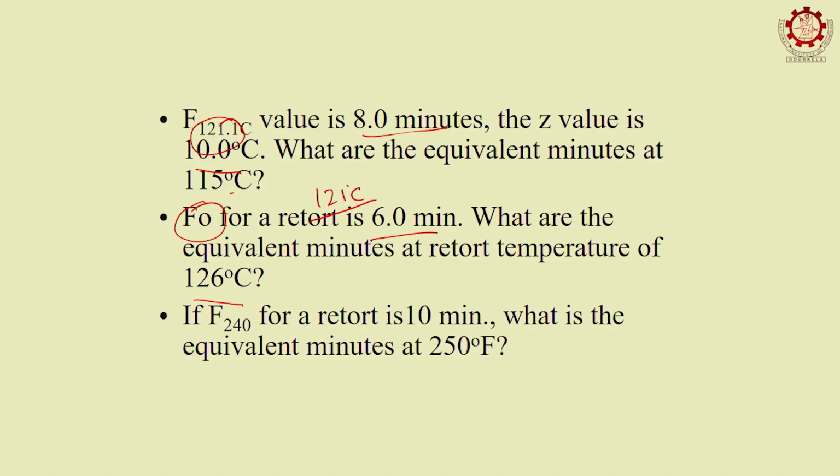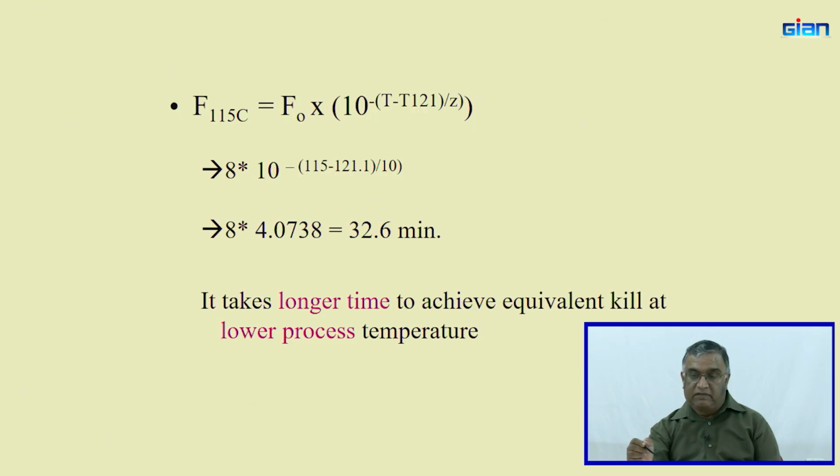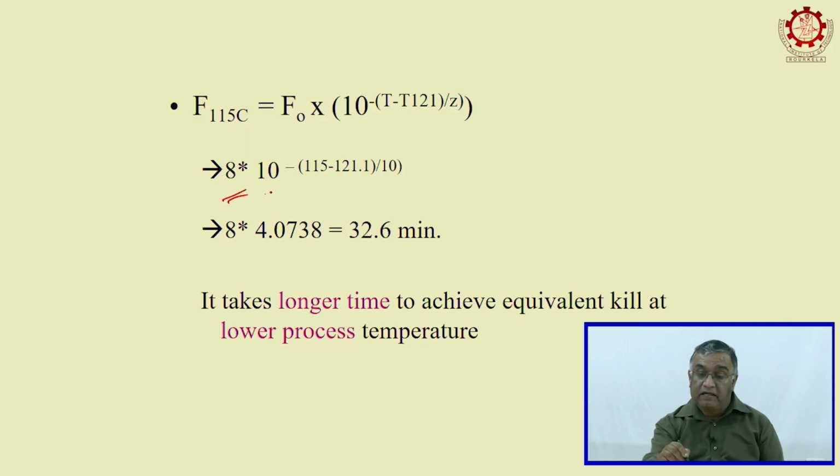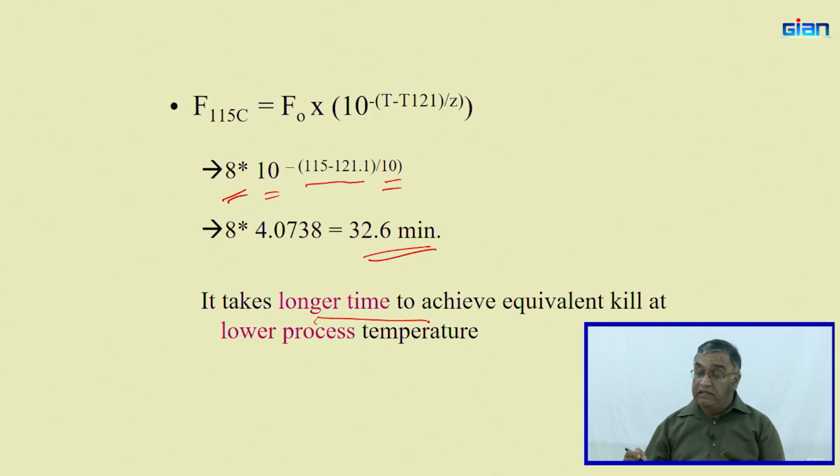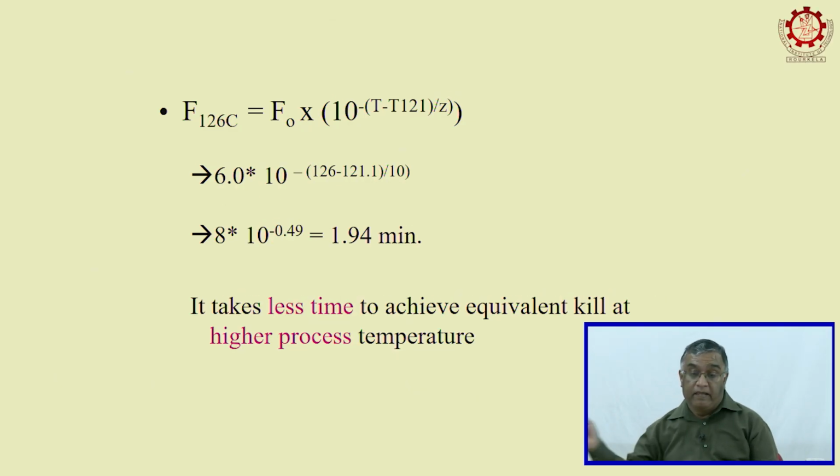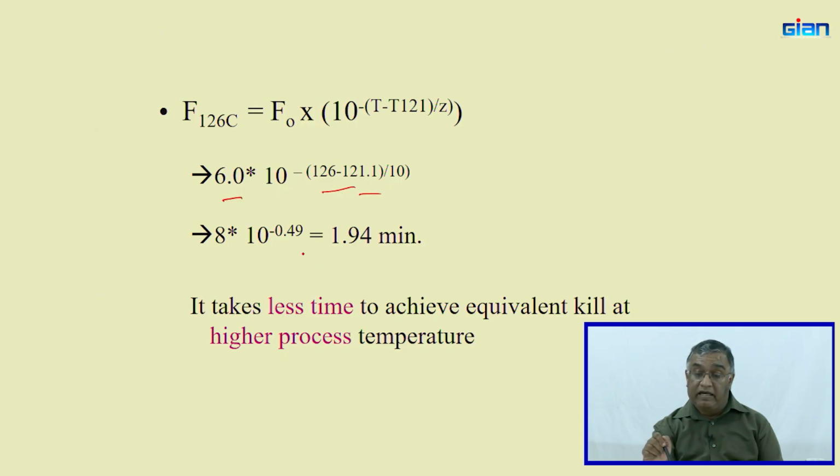Similarly, you have a third example problem and so on. Here are some solutions. At 115, the F value is 8 minutes, and your processing temperature difference is 115 minus 121, with a Z value of 10. So, it's going to take a longer time to achieve the equivalent kill at a lower processing temperature. Here's the solution for the next one: 6 minutes, and 126 minus 121 divided by 10. So, you have a shorter time to achieve the equivalent processing.